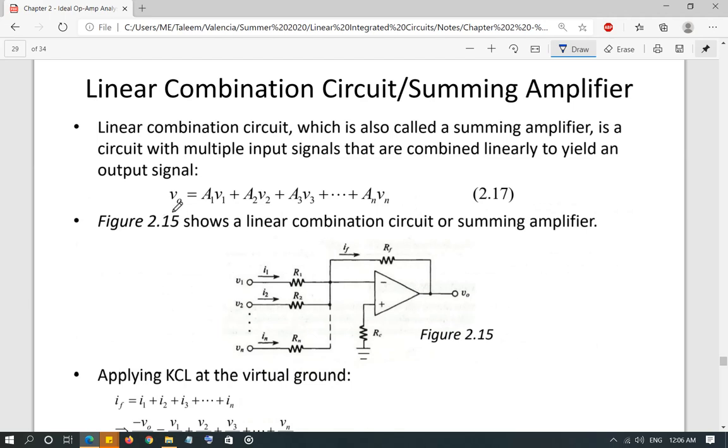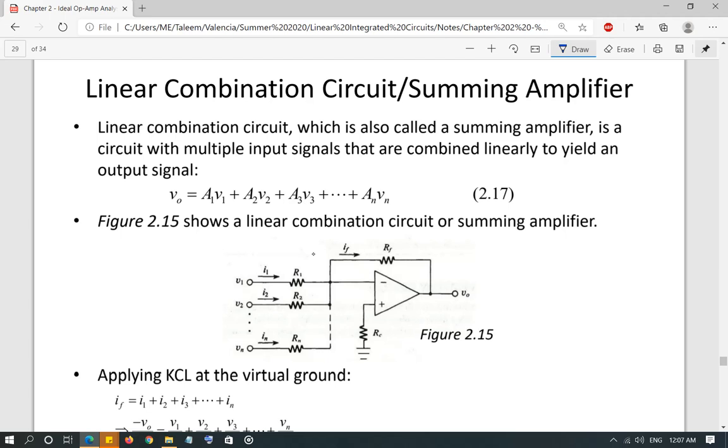This is the basic idea right here, that the output is equal to the combination of all the inputs, and all the inputs are connected through different resistors to the inverting input terminal. So the output is the linear combination of all these inputs, and each one will have its own specific gain: A1, A2, A3, A4 all the way up to AN. That's the basic idea of a linear combination circuit, that you're combining all the inputs to produce the corresponding output through an individual gain.